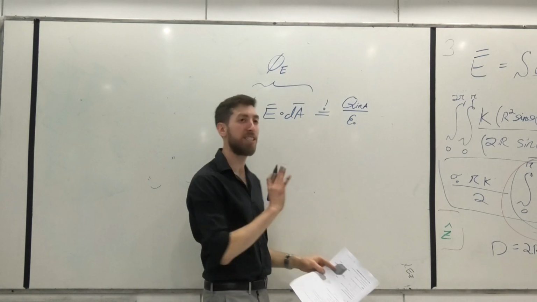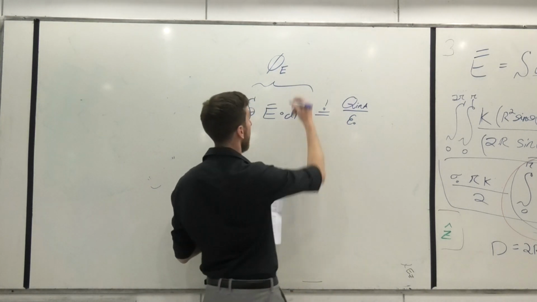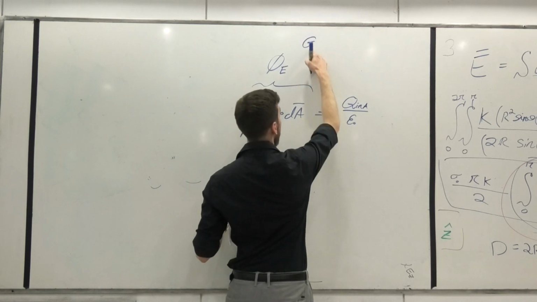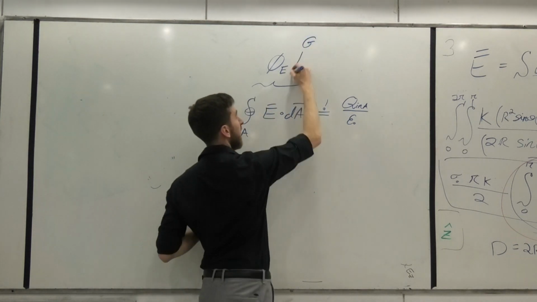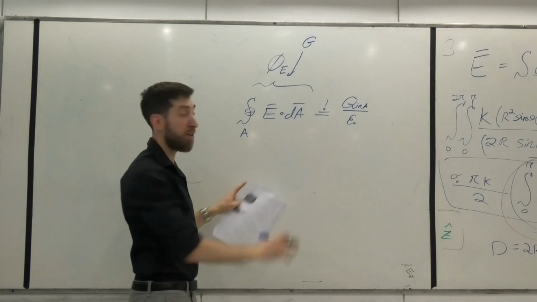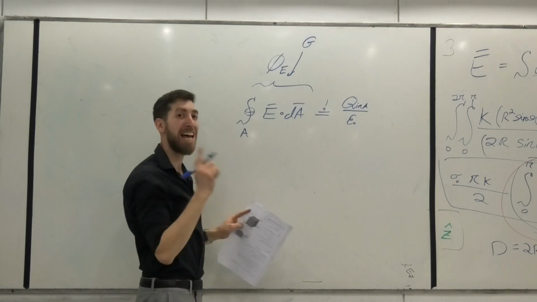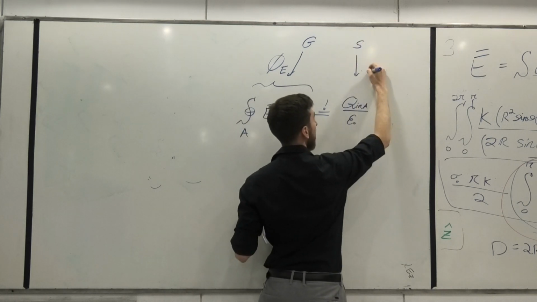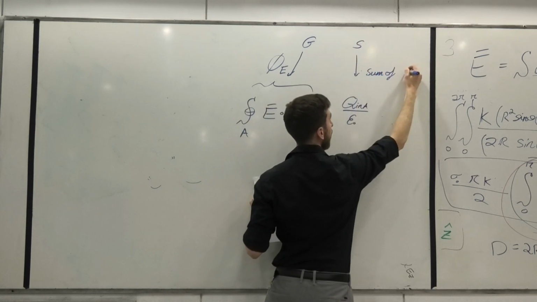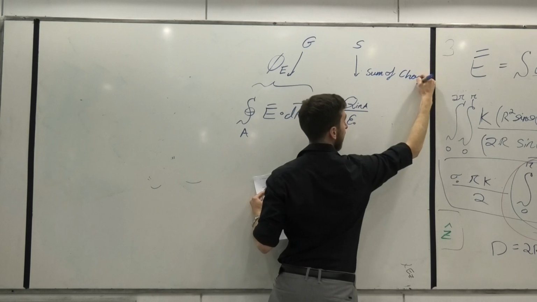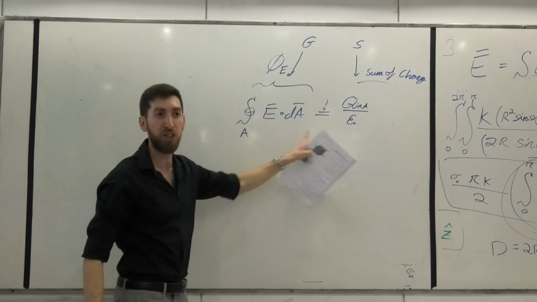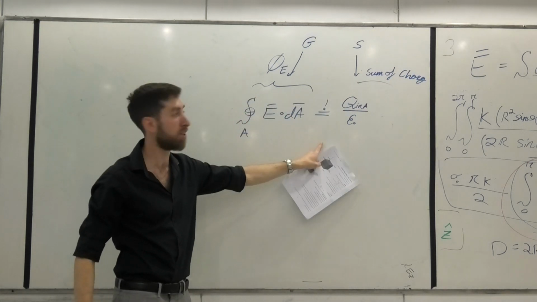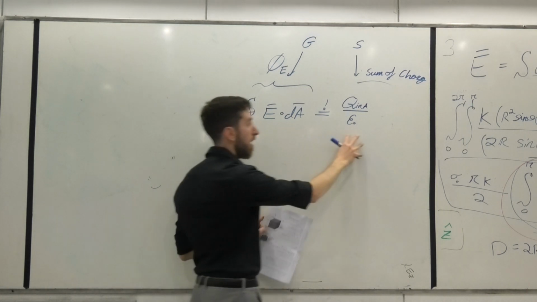How do you remember what Gauss is all about? What is the first letter of Gauss? G. And I think about it as geometry. First you need to deal with the geometry. And what's the last letter of Gauss? S. And I think about the sum of charge. So that's what I want you to think when you're dealing with Gauss. That's what I have on the left, that's what I have on the right.